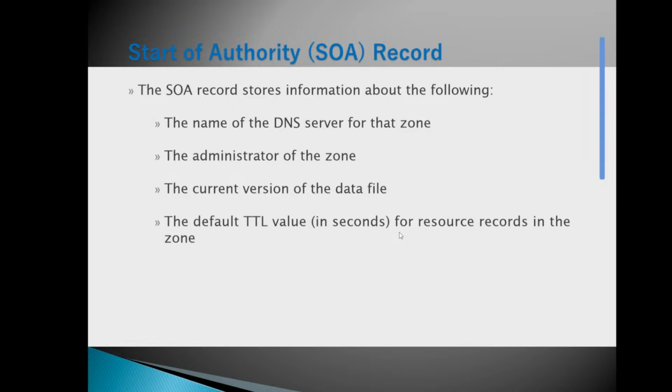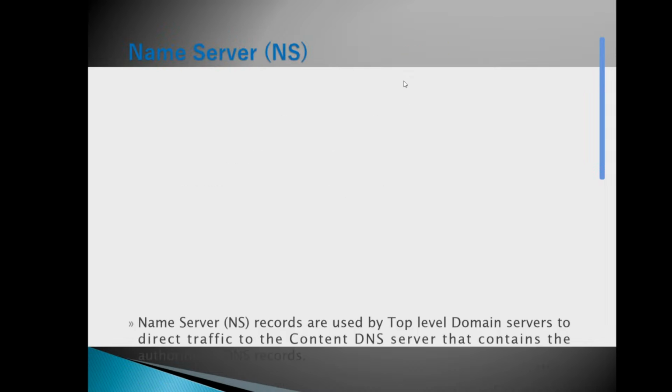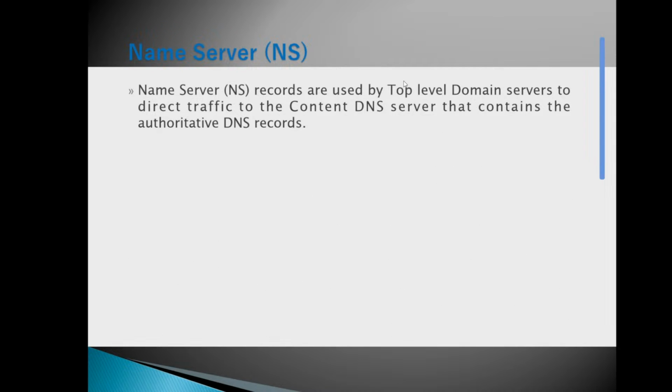It is just information about your website, that this website or URL belongs to whom, what is the property, what is the current version of the file, and so on. This is called the SOA record. You just have to remember the theory. Okay. Now name server.